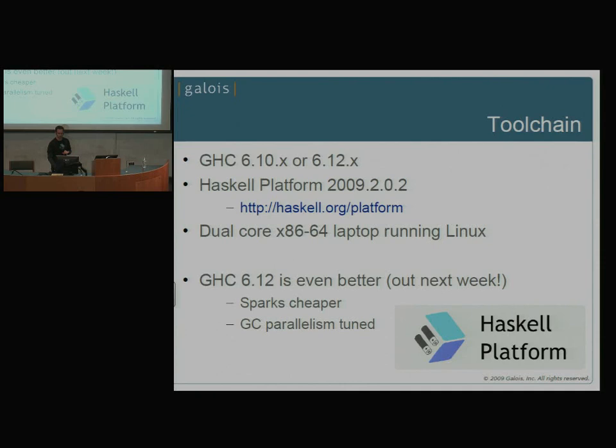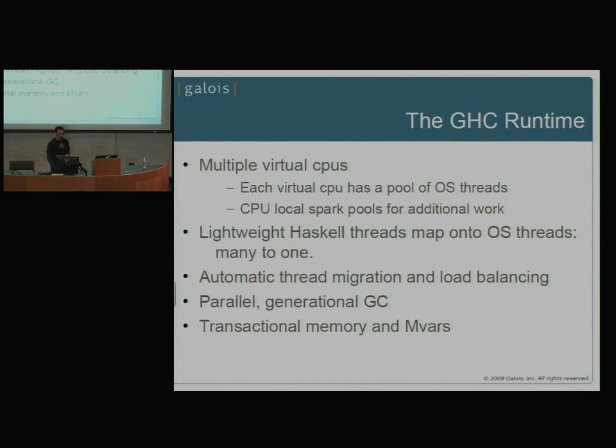Okay, so the runtime. The runtime is kind of the foundation on which all this stuff's built. The model is there are multiple virtual CPUs. Each virtual CPU has a pool of OS threads, typically one-to-one, right? So if I have 8 cores, I'll have 8 OS threads. Sometimes you might have 9 or 10, a few more if you're trying to hide latency. Then there are lightweight Haskell threads on top, and there you might have hundreds to millions of Haskell lightweight threads. These are mapped down onto the available OS threads.